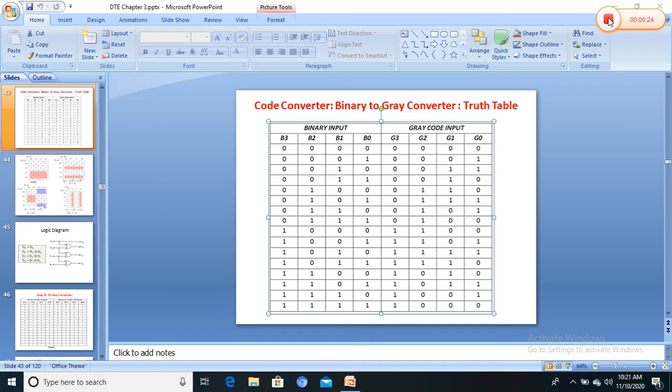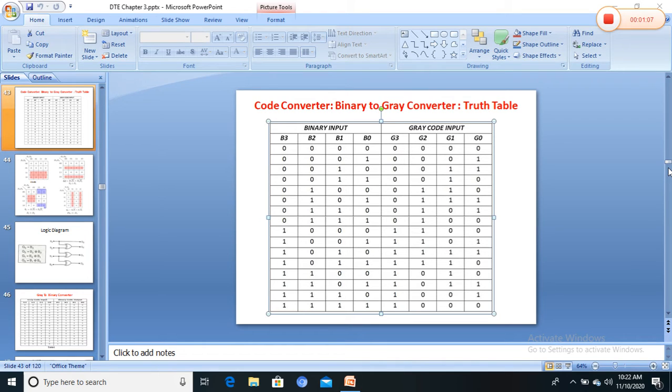The first conversion is the binary to gray converter. The binary inputs are from 0 to 15, and we convert them into gray code. This is the truth table from the problems we took in the first chapter for binary to gray and gray to binary conversion, with the conversion of binary numbers 0 to 15. The input is binary and the output is a gray code output. So this is the binary to gray conversion.